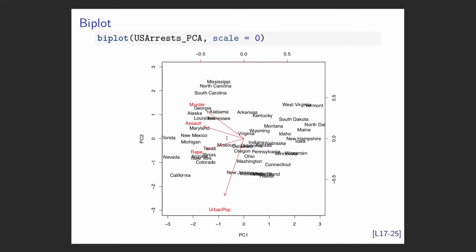One thing I haven't mentioned is these are not unique. These eigenvectors, sometimes you'll fit it and you'll get them one way, and sometimes you'll get the eigenvector that is just the negative of that. Doesn't really matter, they are equivalent. But you can see with these, they're all negatively associated with the first principal component, but the second principal component, murder and assault, are positively correlated, while rape and urban population are negatively correlated with the second principal component.